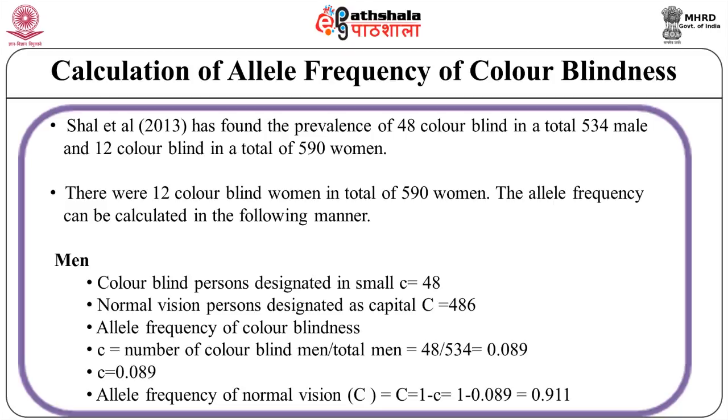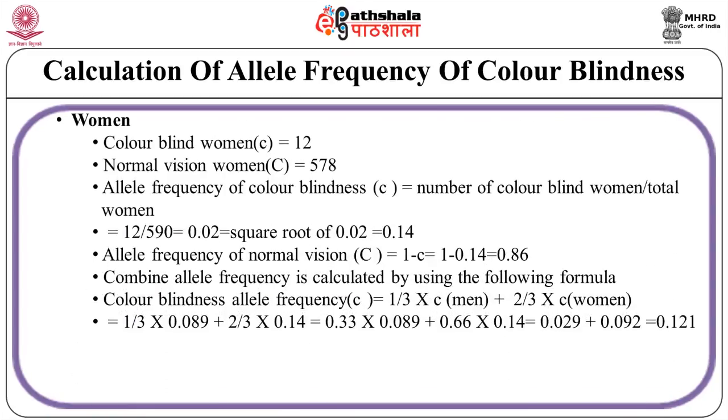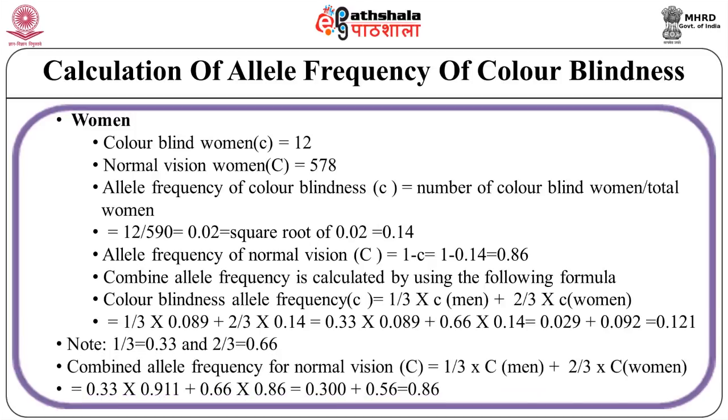And then the allele frequency for normal vision would be just subtracting this number from 1, and that will be 0.911. Similarly, if we do this for the women, we will find that the allele frequency for color blindness in women is 0.121, as in the given formula. Combining these allele frequencies, for normal vision we found the number to be 0.86.